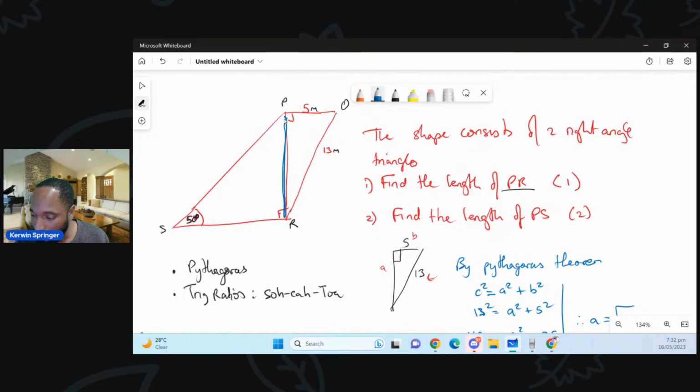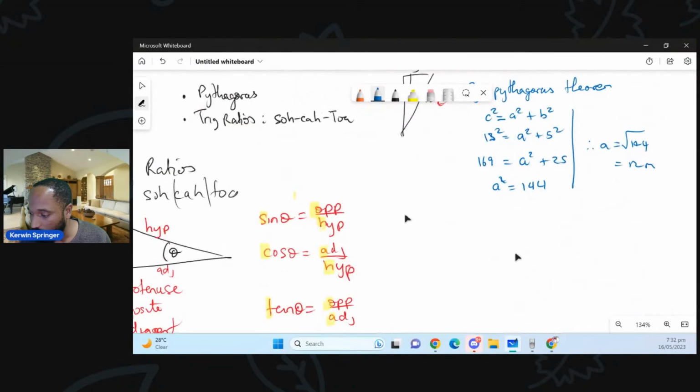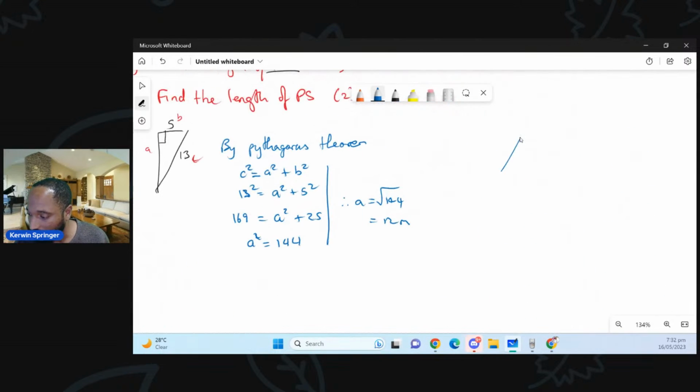So this is 12 meters. Now that we know PR is 12 meters, we can examine the next side of this triangle. PR is 12 meters. All right?